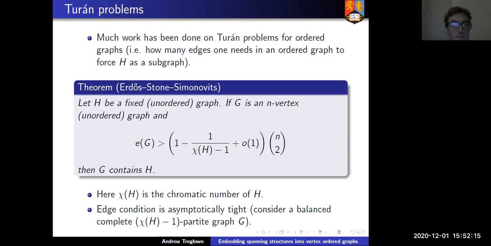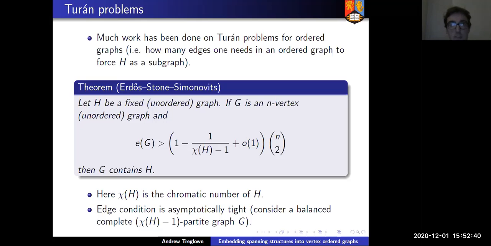So the Erdős–Stone–Simonovits theorem says if H is a fixed unordered graph, so it's just a simple graph, and if G is a sufficiently large n-vertex graph whose edge density is greater than 1 minus 1 over the chromatic number of H minus 1, then G must contain H.